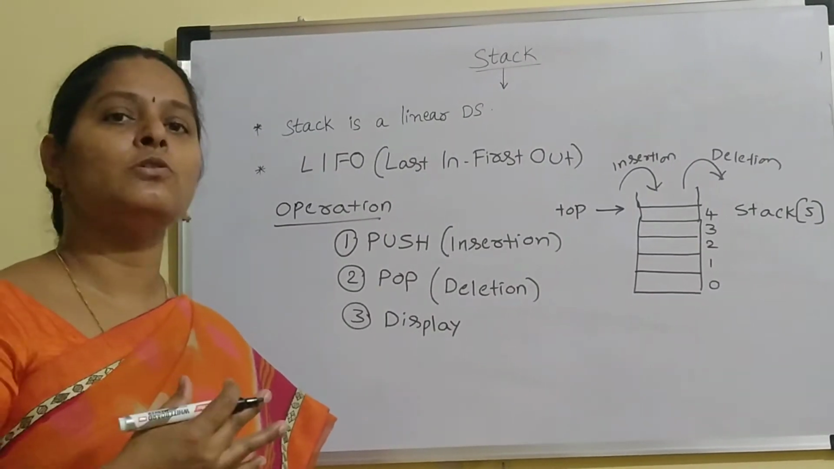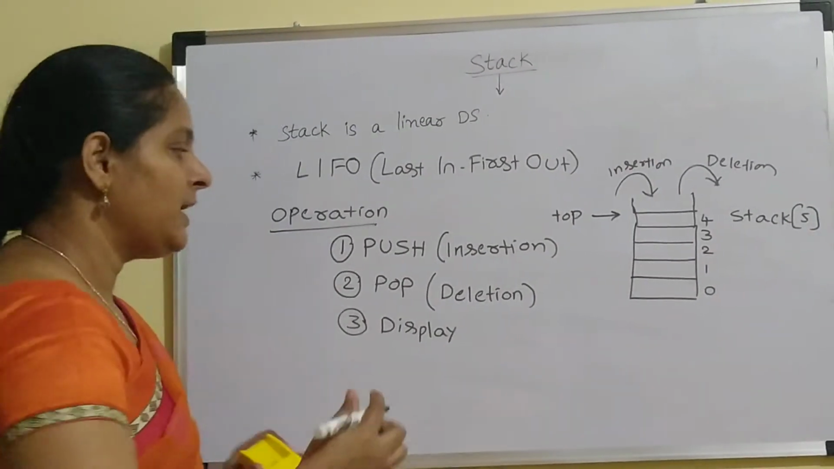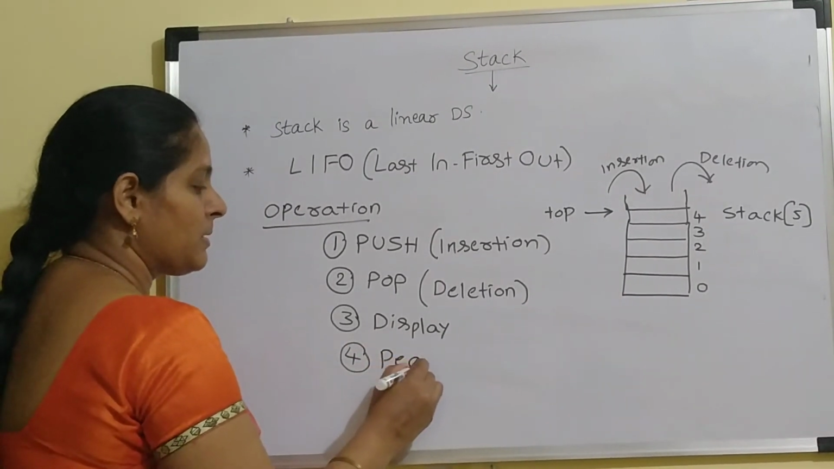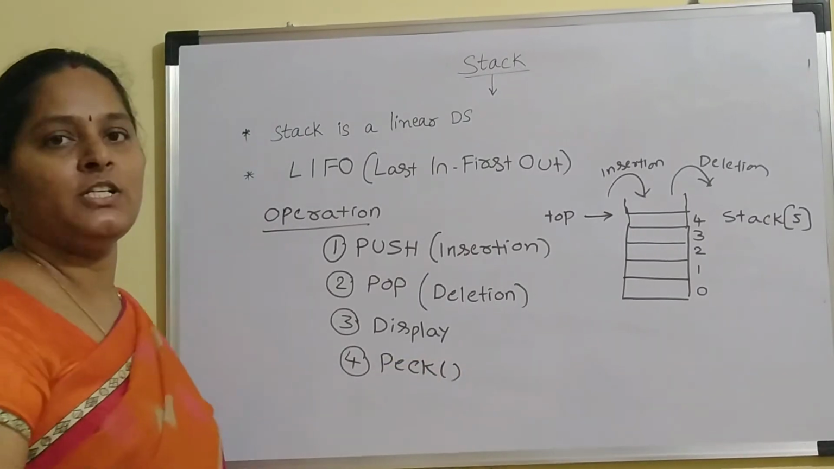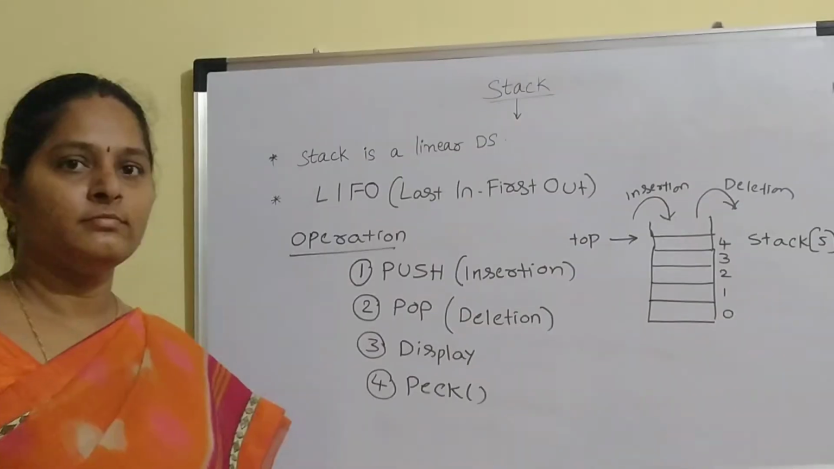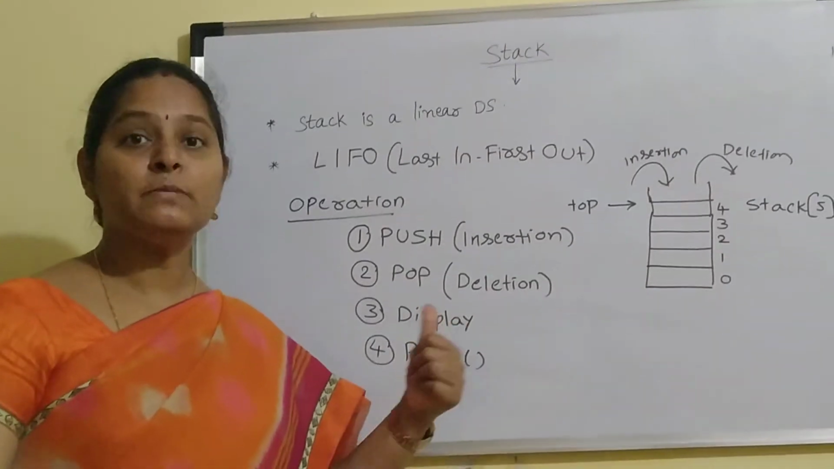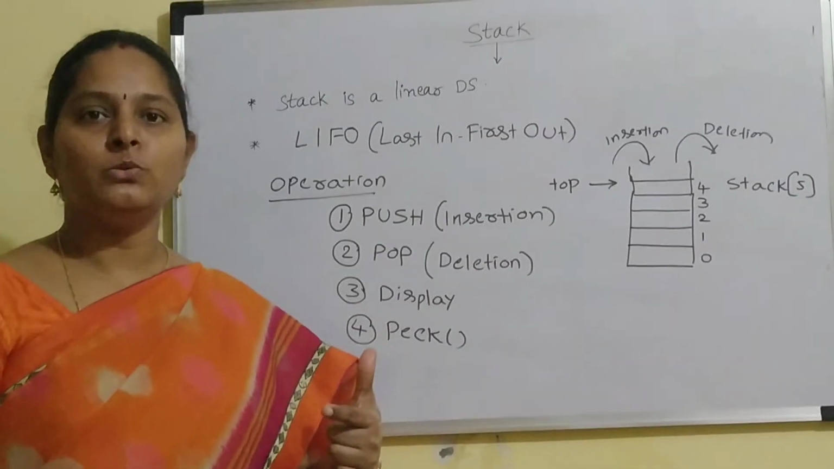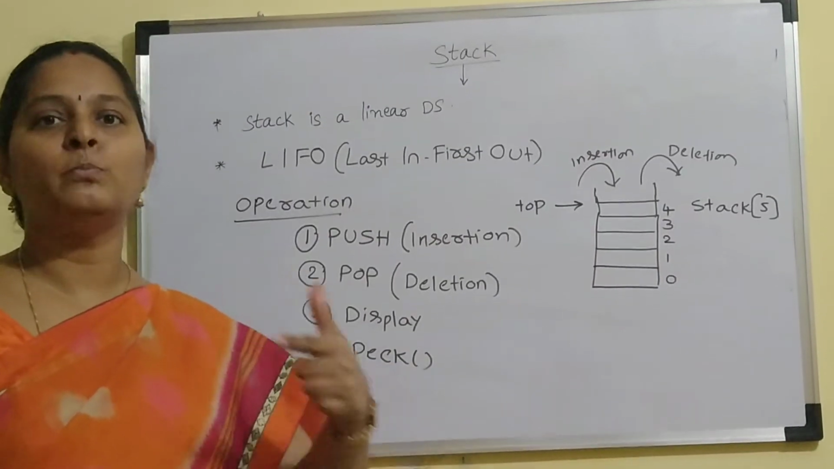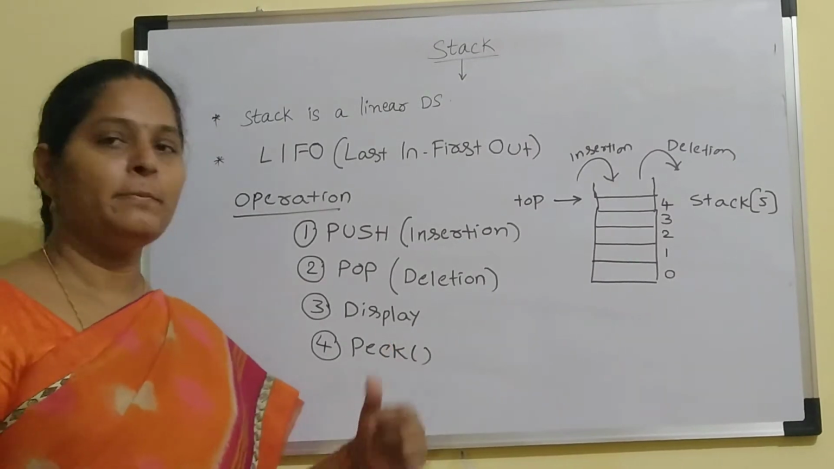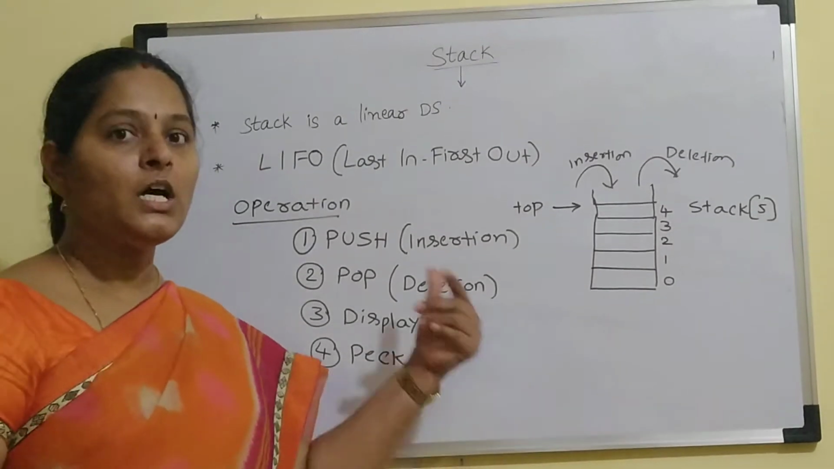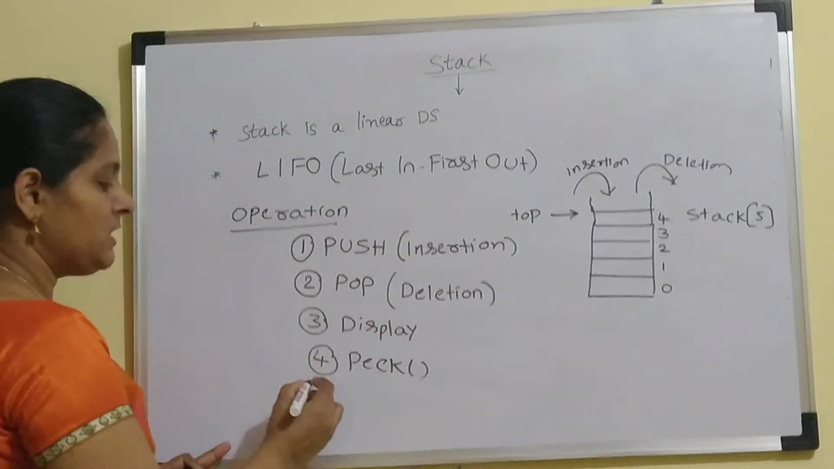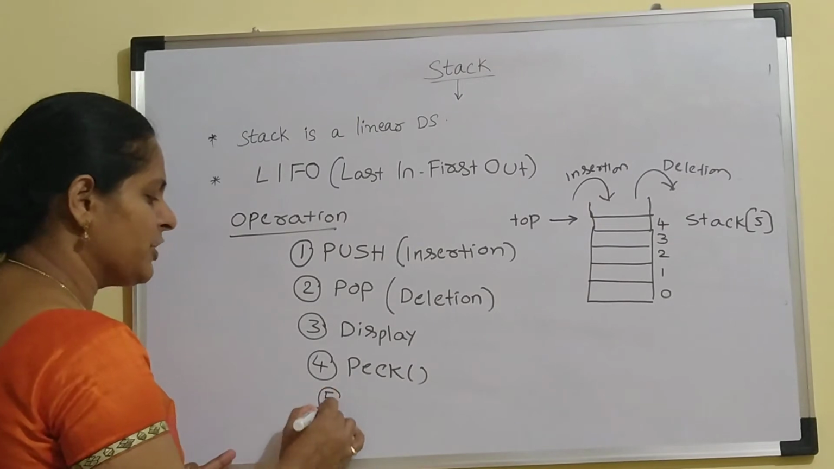Other than this, we can also have a few more operations, like the peek function. The fourth one is the peek operation. The use of this peek operation is, suppose you want to know what is the topmost element in the stack, then we will go for the peek function. This peek function returns the topmost element of the stack. These are just optional functions.